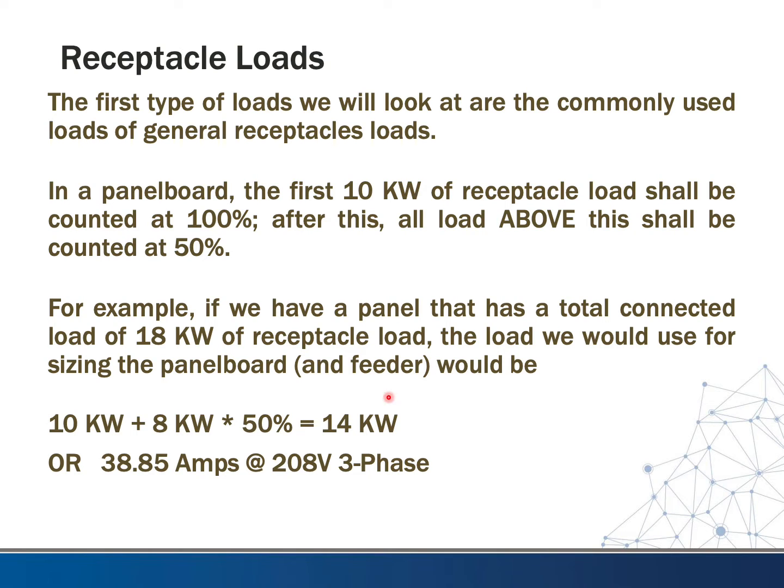And so that would be 38, almost 39 amps if we were doing a 208 three-phase panel. That's compared to almost 50 amps if we took it at 100% all the way. So 18 kW would give us 50, but we only have to count 14. So you can see that reduces the load on our panel by over 10 amps.